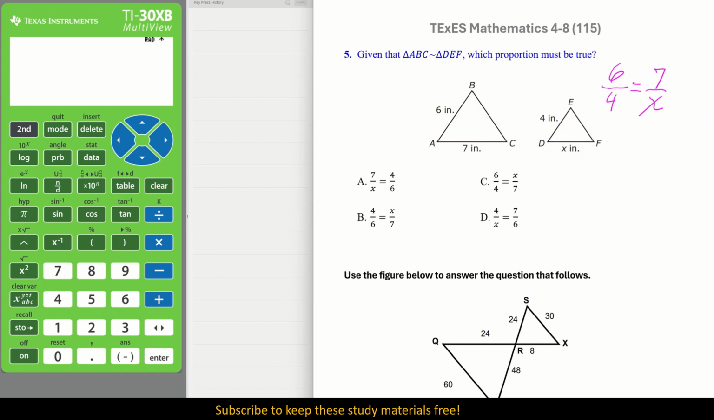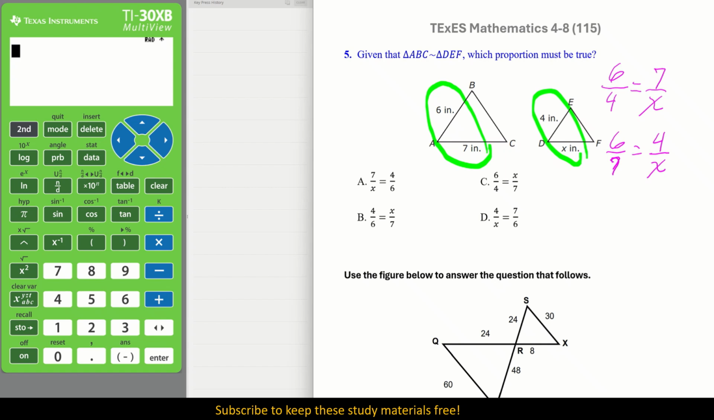Let me show you what I mean. We could say 6 over the 7 and then 4 over the x. That would also be correct. 6 over the 7 equals 4 over the x. So let's compare what we have here. When I have 6 over 4, that means large over small. So 6 over 4 and then 7 over x, large over small.